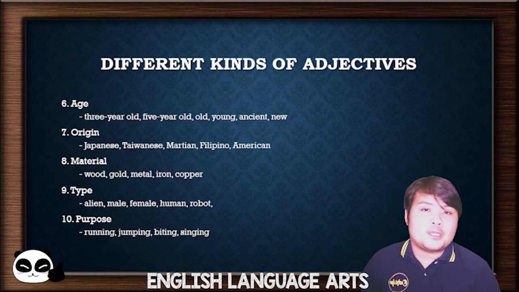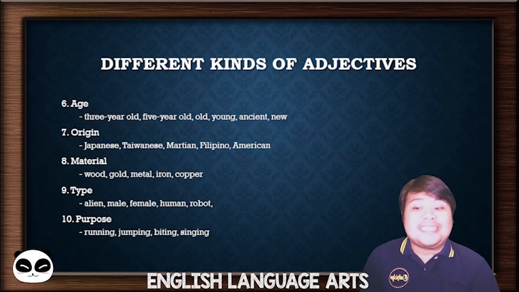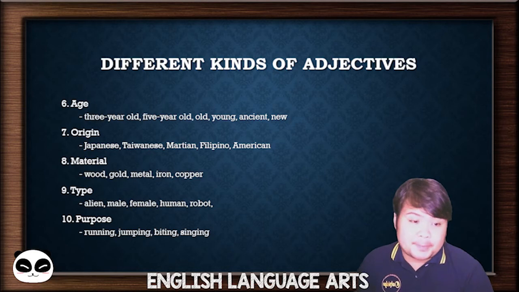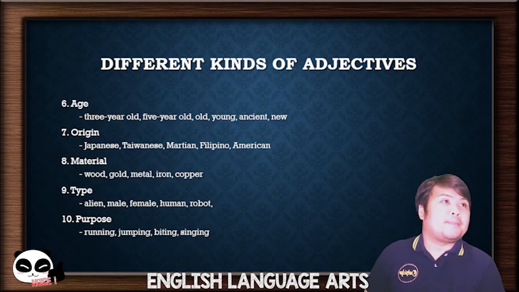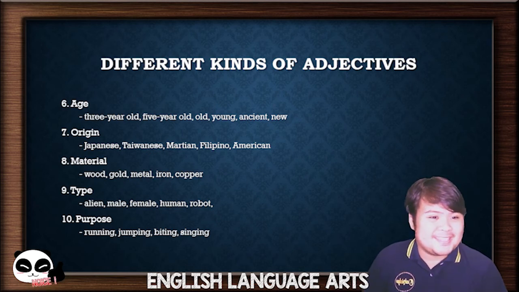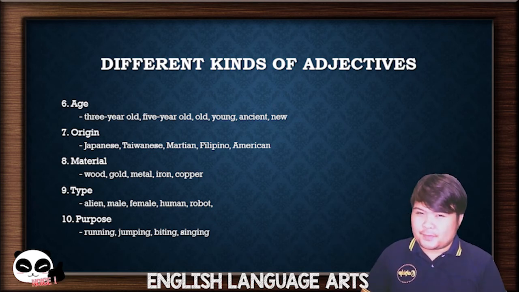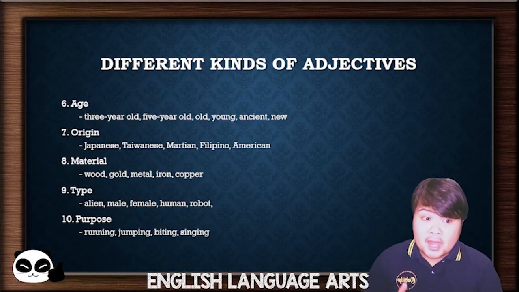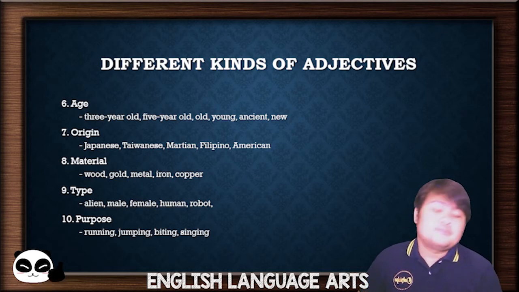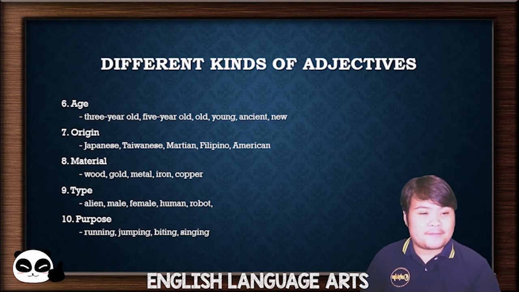Next, we have origin. Where is it from? Japanese, Taiwanese, Martian. For example, it's from Mars. Filipino, American. You have, for example, Venusian, if it's from Venus. Jupiterian, if it's from Jupiter, right? You have like a Jupiterian rock. You have a rock that came from the planet Jupiter. Yes, these are different origins.